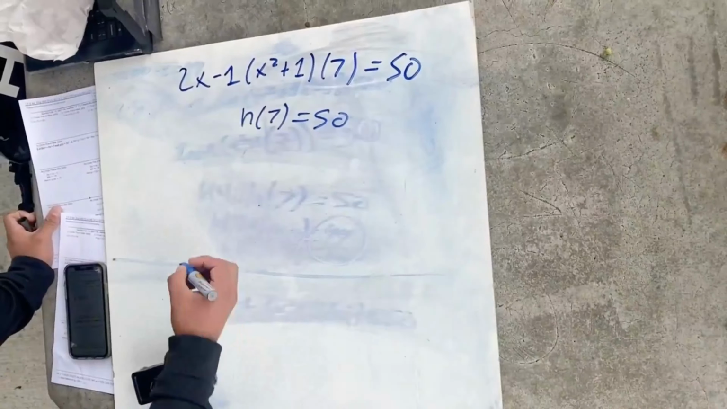Our third step was h of x equals x squared plus 1. Then we got h of 27 equals 27 squared plus 1. And then we got h of 27 equals 729 plus 1. And that's how we got our problem. h of 27 equals 330 right here.